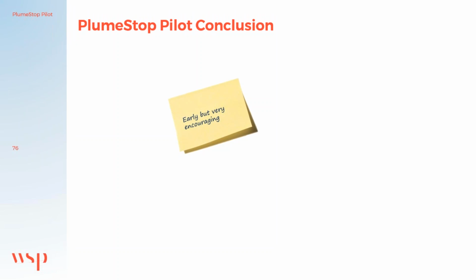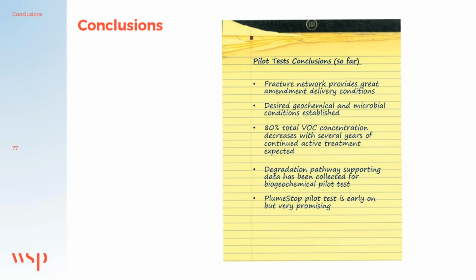Before we get to questions, here are the highlights of what we've learned from these pilot tests. The fracture network provides for a large delivery radius of influence. We've stimulated desired geochemical and microbial conditions. We've achieved 80% contaminant reduction in both pilot tests using amendments that have plenty of active life remaining. And we have supporting degradation pathway data for the biogeochemical pilot test and are very optimistic about the PlumeStop pilot test.